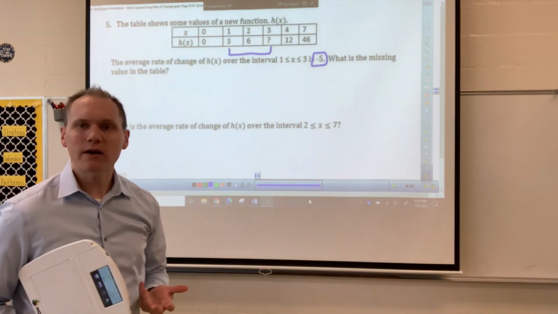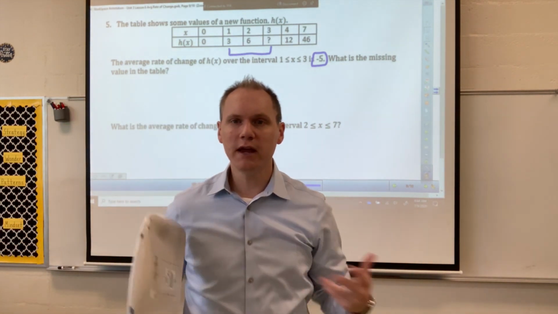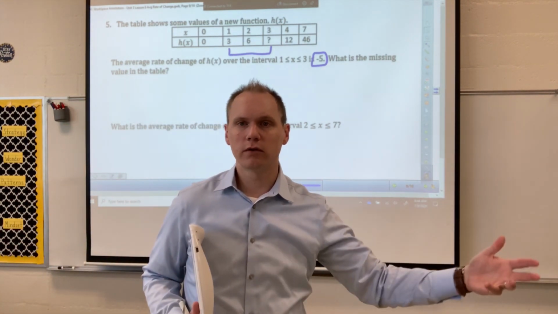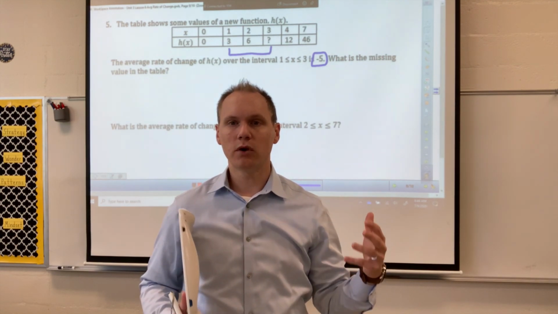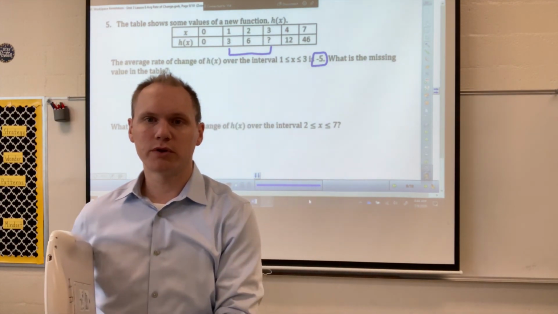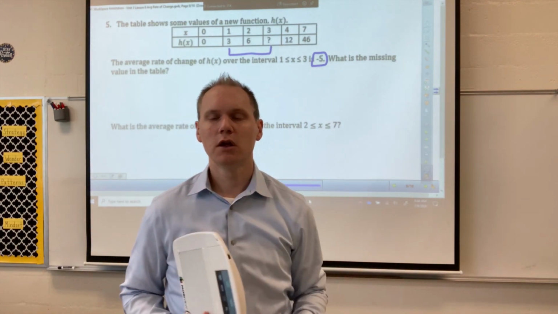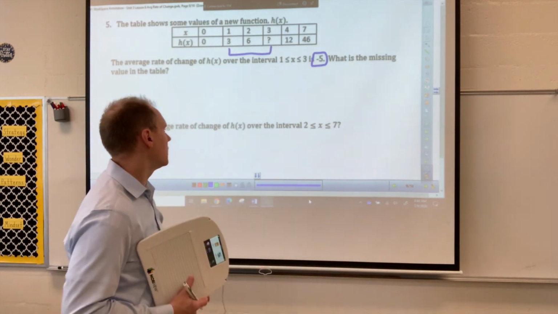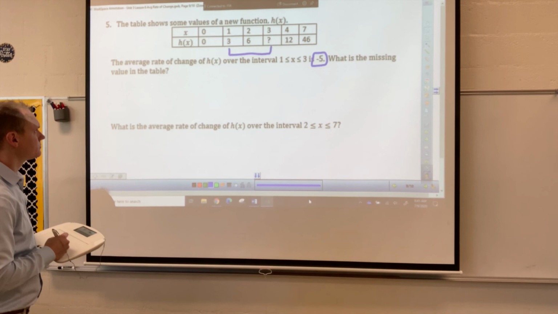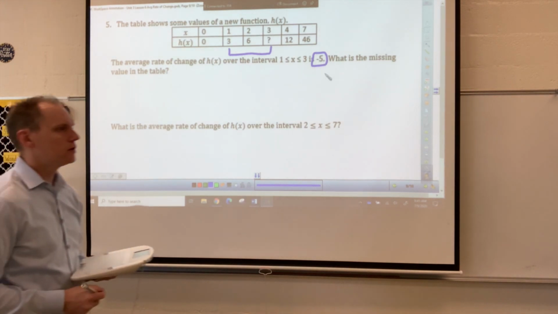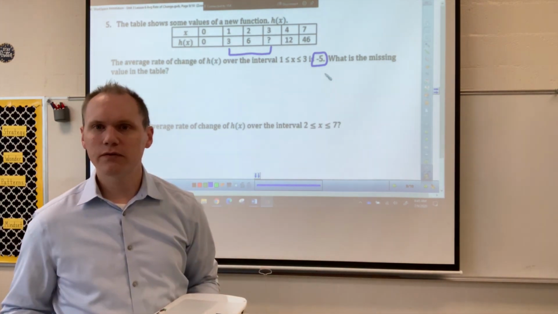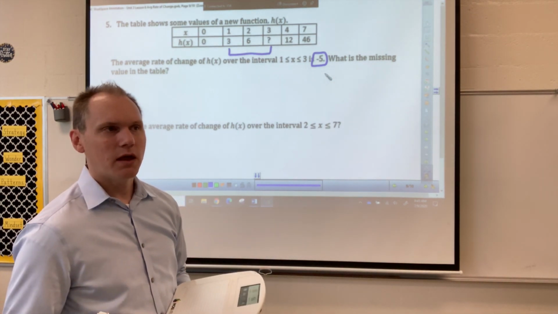So this time we're going backwards. We don't have all the data. Now we don't have a particular point, we're looking for the average rate of change. So kind of going backwards a little bit in terms of what we're looking for. So if the average rate of change is -5, again, think back to our definition of average rate of change.